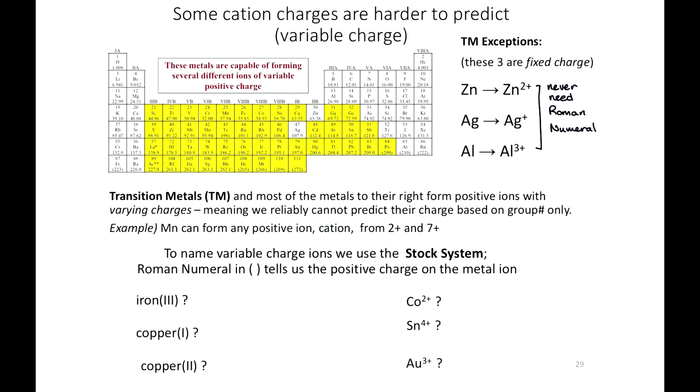In order to clarify what that charge is, we use a Roman numeral system. It's called the stock system. I love the stock system because I don't even have to look at the periodic table. Iron with a Roman numeral 3 means I'm talking about an iron ion with a +3 charge. Copper 1 means copper has a +1 charge, versus copper 2 Roman numeral, which means copper has a 2+ charge. These elements in the middle can adopt different charges. It's not predictable like our main group elements, so we have to tell the reader exactly what those charges are.